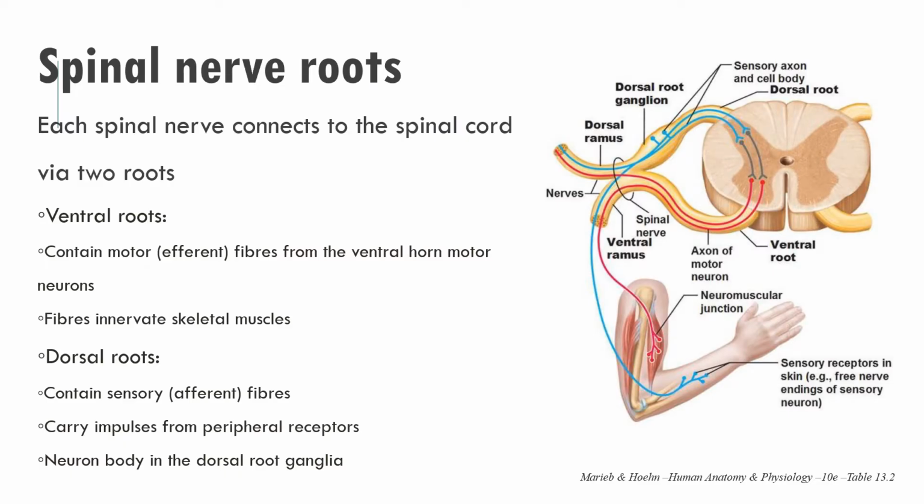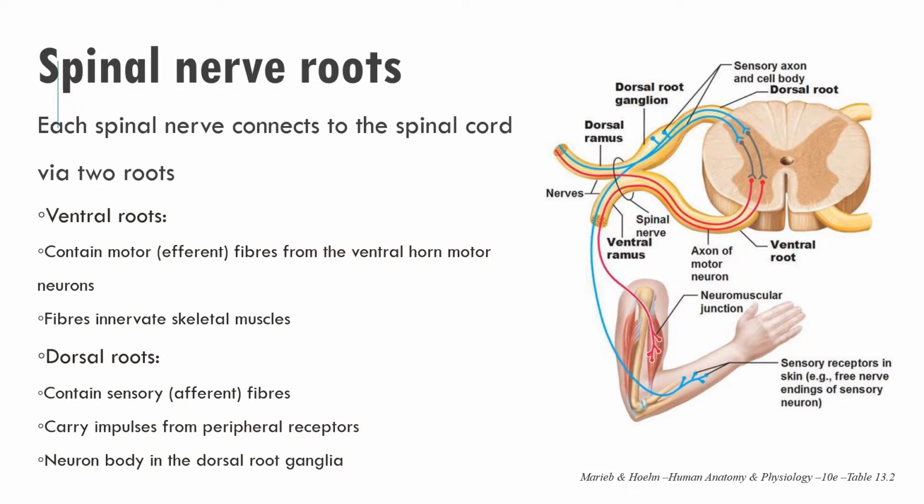So these spinal nerve roots: each spinal nerve connects into the spinal cord via 2 roots. The ventral roots contain the motor or efferent fibres that come from the ventral horn motor neurons, and these fibres innervate the skeletal tissues. The dorsal roots contain the sensory or afferent fibres, and they carry impulses from the peripheral receptors up into the spinal cord and then into the higher bodies, such as the pons and medulla in the brain.